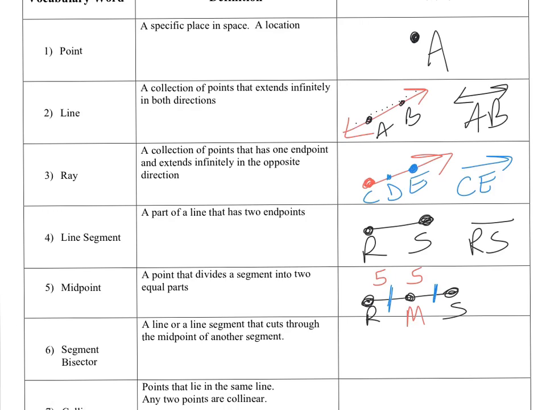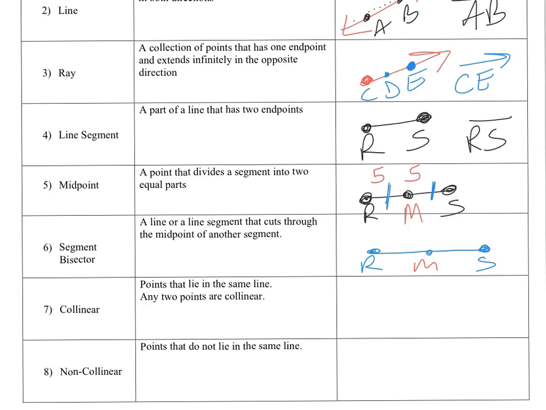The next one, a segment bisector, a line or a segment that cuts through the midpoint of another segment. So I'm going to draw this, and we'll make it RS again, and we'll have the M in the middle. And now I have a line that goes through this, and it'll look something like this. I'm going to make a line, very thin, and it could be like that. Now this segment bisector is just cutting these two pieces into equal parts.